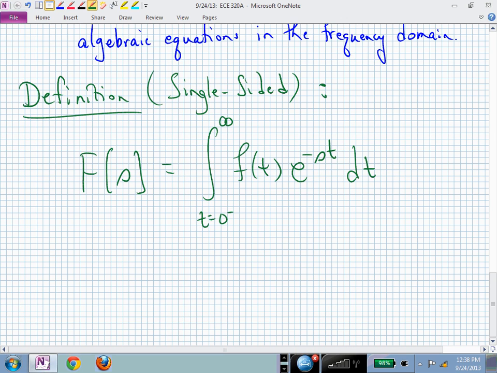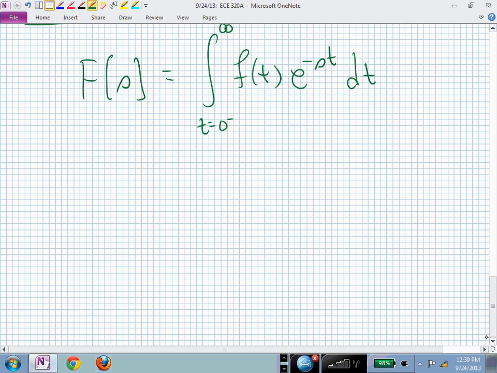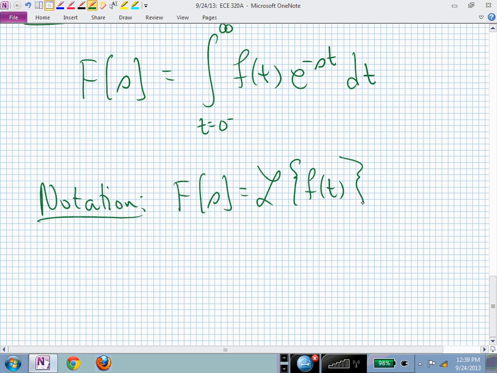We absorb all of that information over the time history of this function f of t and cook it down, or boil it down, to a new representation, capital F of S, which is going to be usually a ratio of polynomials in S. That's what capital F is. The notation that we will use to describe that is we will say capital F of S, instead of always necessarily writing that integral, I might just say that's now the Laplace transform of this time domain waveform, little f of t.